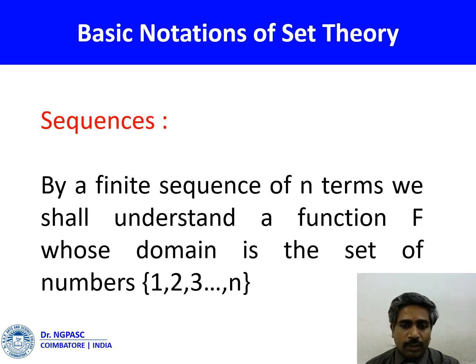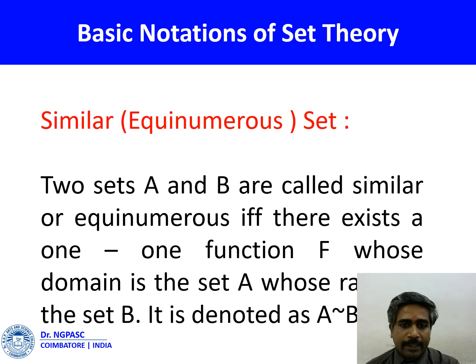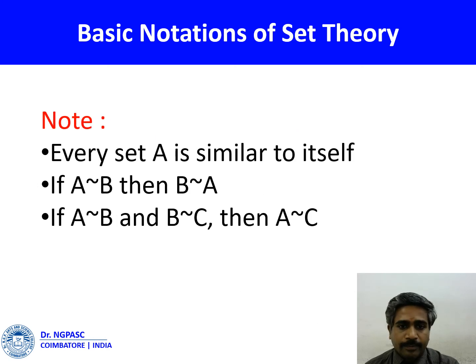Next, what is a sequence? A sequence is a function, denoted by a1, a2, a3, etc. A finite sequence of n terms is a function f whose domain is the set of numbers 1, 2, 3, etc. up to n. Equinumerous sets: two sets A and B are called similar or equinumerous if and only if there exists a one-one function f whose domain is the set A and whose range is the set B. It is denoted by A similar to B.